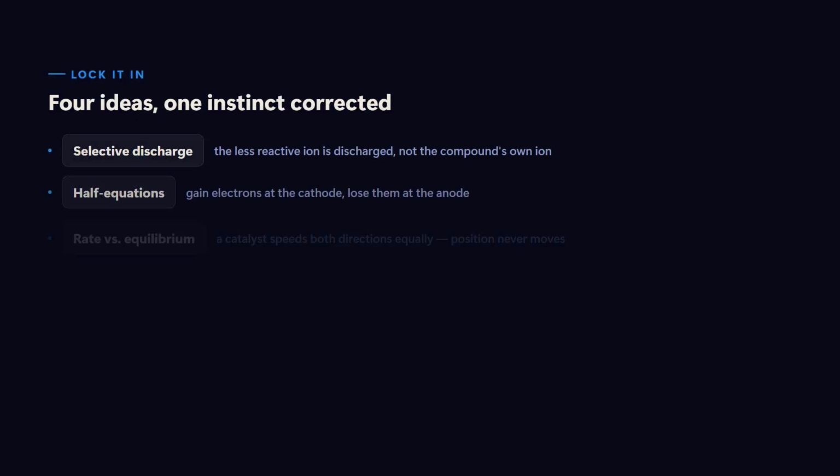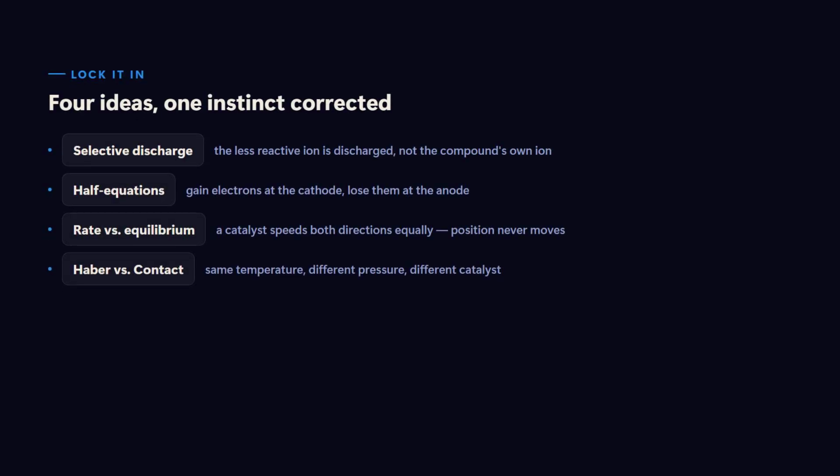So, 4 ideas. 1 shared instinct corrected each time. Selective discharge. The less reactive ion is discharged, not the one from the compound you started with. Half equations. Gain electrons at the cathode, lose electrons at the anode. And in electroplating, the object being plated is always the cathode. Rate versus equilibrium position. A catalyst speeds up both directions equally, so the position never moves. And Haber versus contact. Same rough temperature, different pressure, different catalyst.